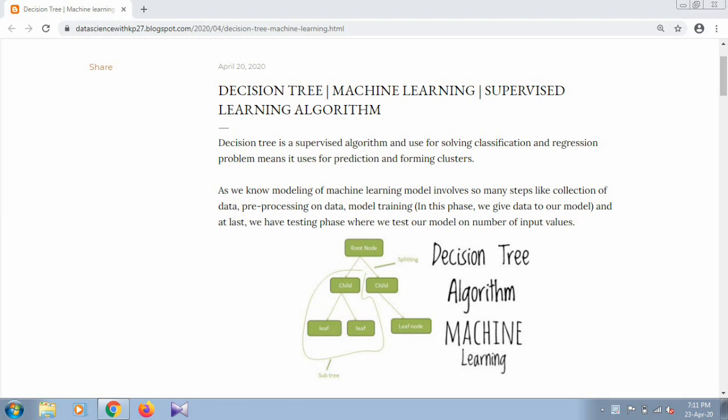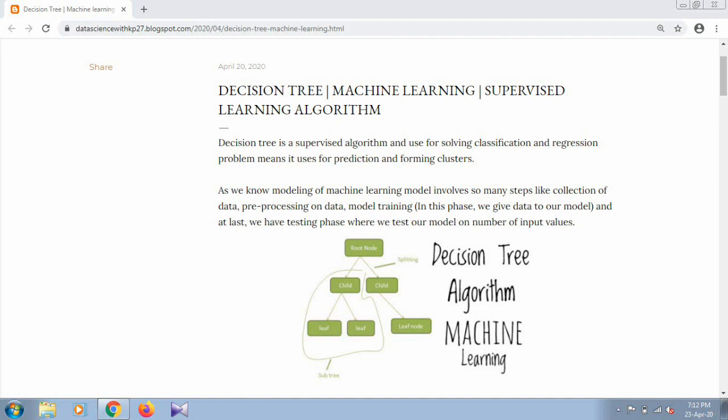So first of all, what is decision tree? Decision tree is a supervised algorithm that is used for the classification and the regression problem, means it is used for the prediction and forming clusters. Classification problem, as I told you in the previous video, we have to classify our data set into separate different clusters, and every cluster has similar type of values.